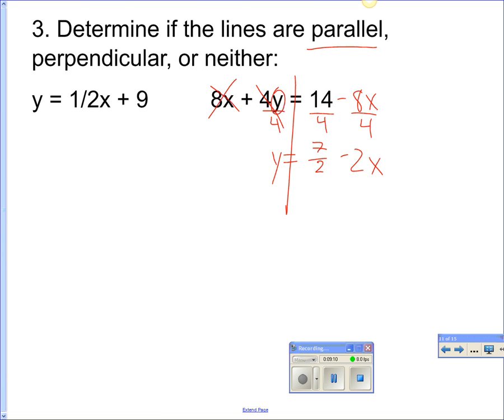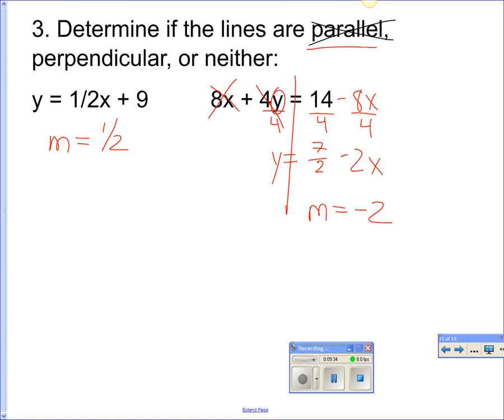The slopes. So, Rebecca, what is the slope of this first line? And Gavin, what is the slope of this line? -2. Okay. All right, Elizabeth, are they parallel? Why not? They're not the same. Okay.